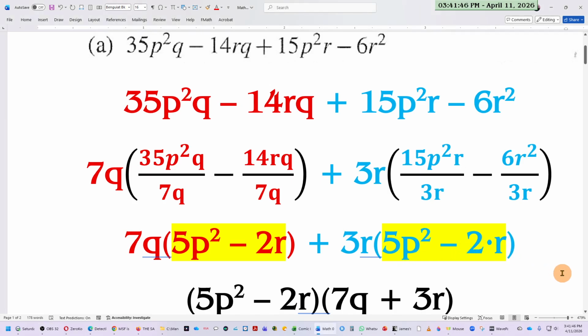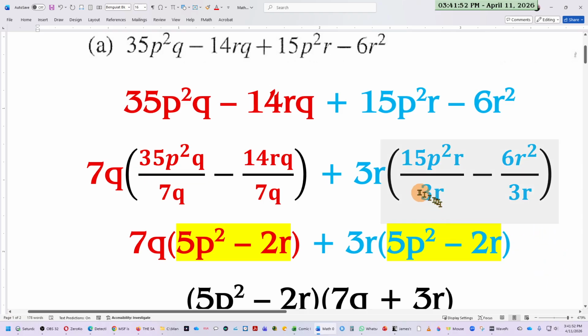Okay, let me move that dot from there. So here, the 3 went into the 15 5 times, and then the r canceled the r, so only the p squared is left. And then the r would only knock out one of the r's, and the 3 goes into the 6 2 times. So when we see that this bracket matches this bracket, we have obtained a success.